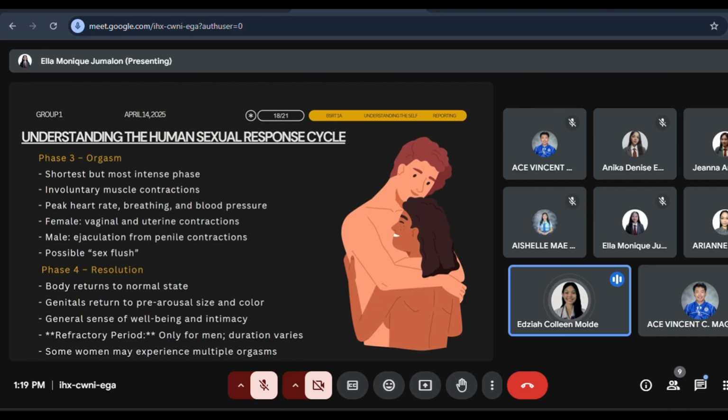Phase 4, resolution. The body gradually returns to its normal state. Swollen and erect body parts go back to their usual size and color. This phase is often marked by a sense of relaxation, intimacy, and even fatigue. Men usually need a refractory period after orgasm before they become aroused again. This can last minutes to hours depending on the person. Women, however, may be able to return to the orgasm phase and experience multiple orgasms.